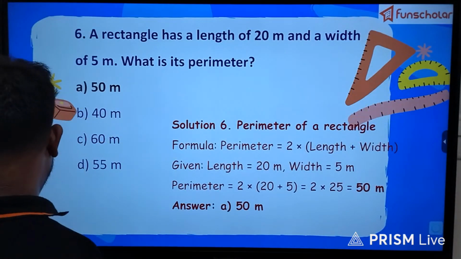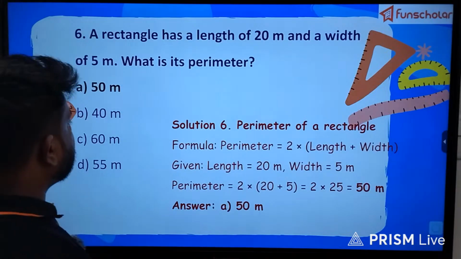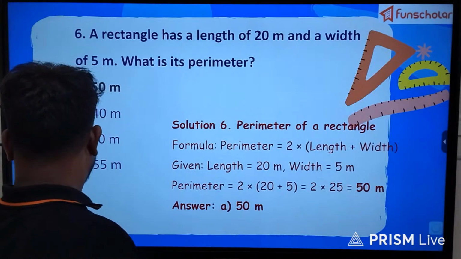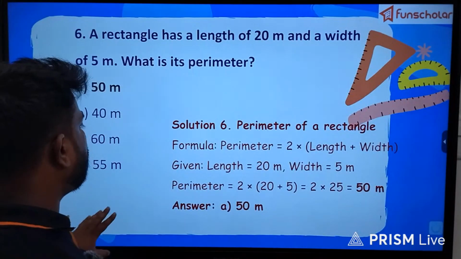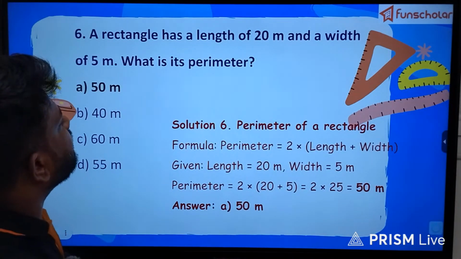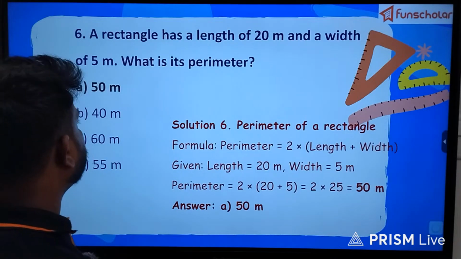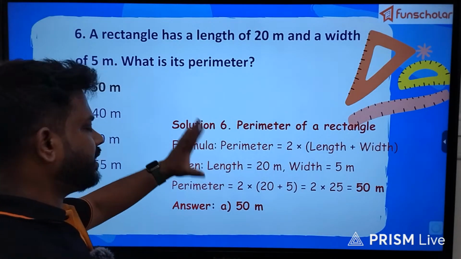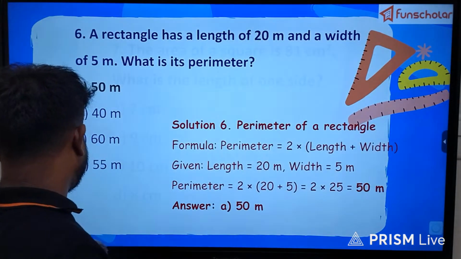The next one is a rectangle. Okay, they have already done the solution here. A rectangle has a length of 20 meter and a width of 5 meter. What is its perimeter? Yes, we have done it like this in the previous one.